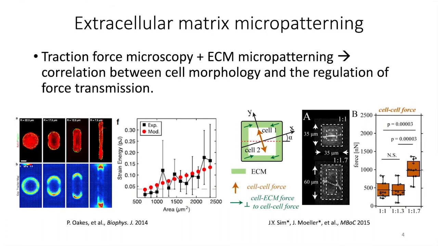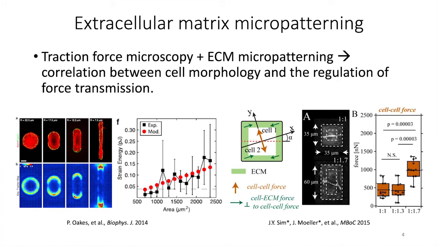In the middle panel, you can see E-cadherin marking the location of the cell-cell adhesion. And on the right, what you can see is that as the aspect ratio of the rectangles was increased from 1 to 1.7, so essentially as these cell pairs are stretched, the cell-cell forces across the junction were increased. However, it was unclear how these increased forces were being sustained.